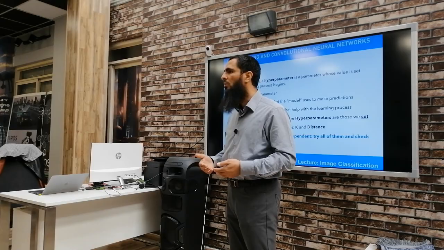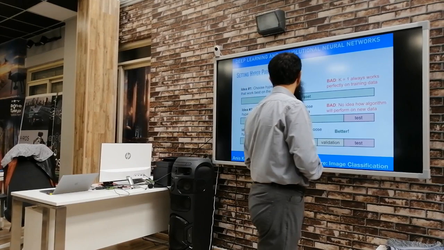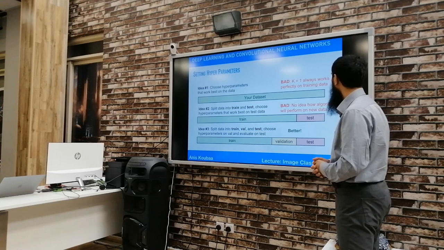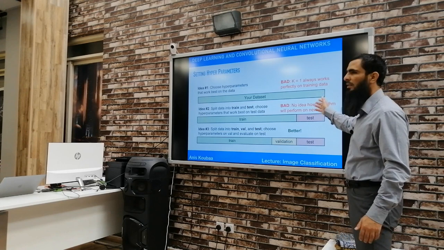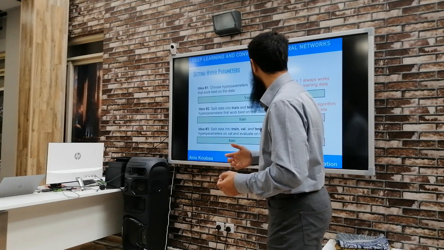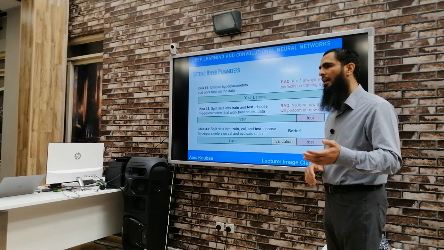Okay, so for setting the hyperparameters, the first idea is to choose the hyperparameters that work best on the data. What you will do, you take all your data set and you use it for training. Okay, k equal 1 always works perfectly on this data because you use the full data set for training. But this is not a good approach because if you use the whole data set for training, you don't have any other data to validate whether your model is going to be fine or efficient for other types of data that are unseen.